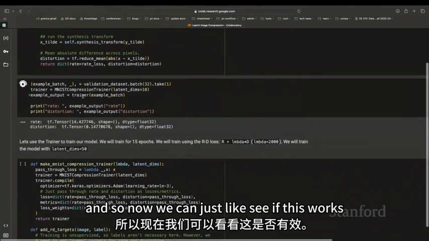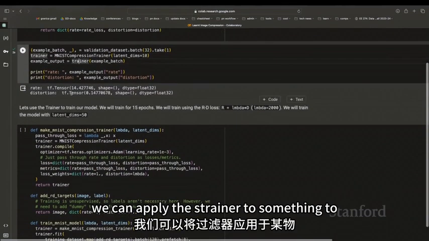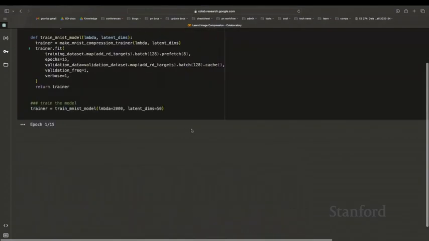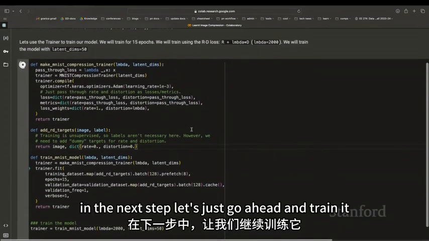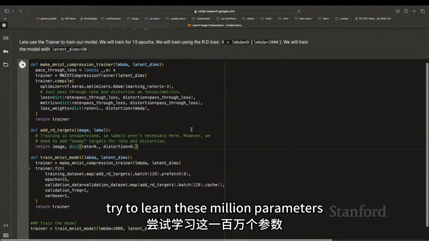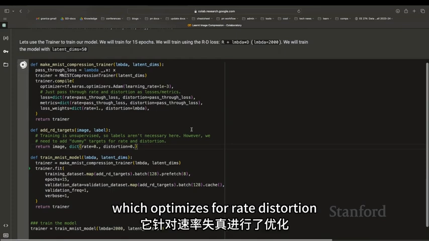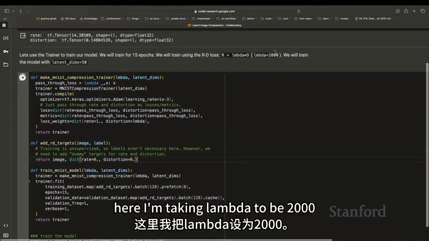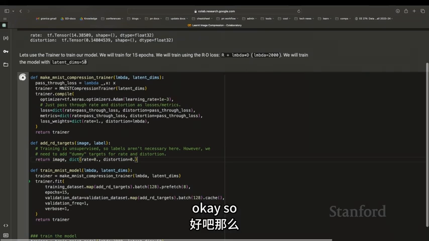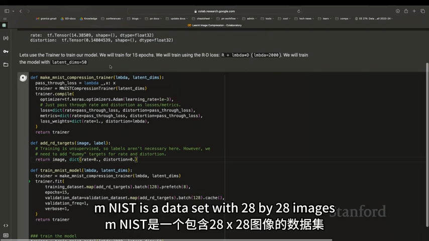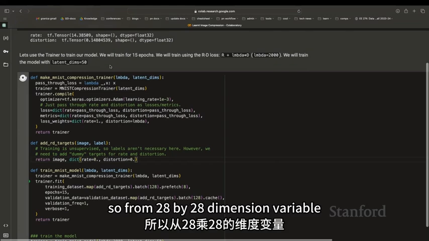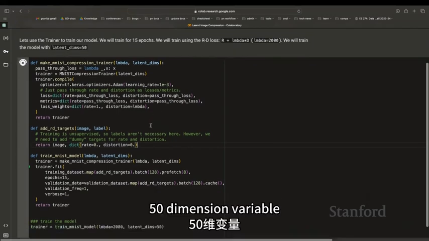Now we can see if this works. We can apply this trainer to get some values of rate and distortion. So in the next step, let's go ahead and train it. Let's backpropagate, take gradients, and learn these million parameters, which optimize for rate distortion. Here I'm taking lambda to be 2000 and my latent dimensions to be just 50. MNIST is a data set with 28 by 28 images, so from a 28 by 28 dimensional variable we are converting into a 50 dimensional variable.